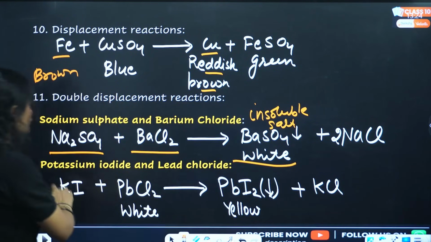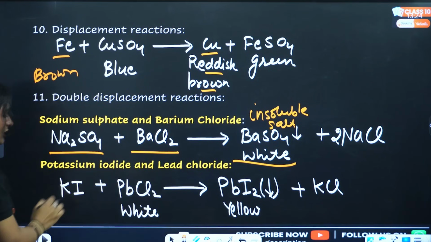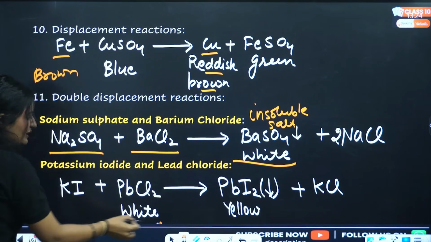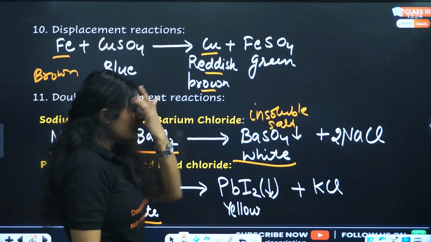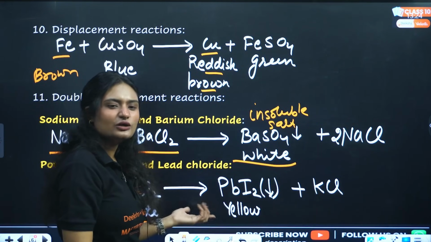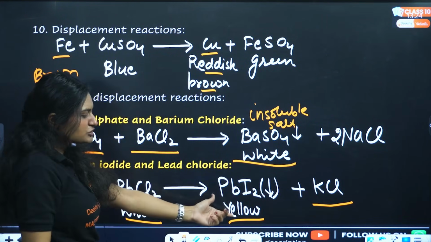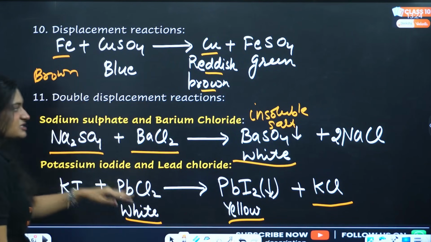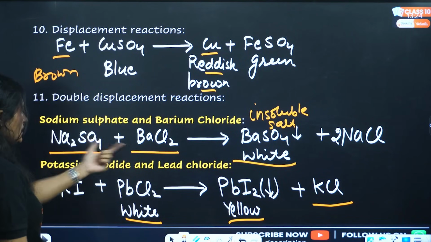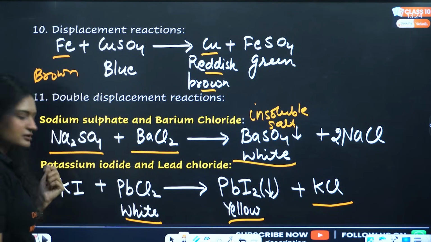Next is reaction of potassium iodide and lead chloride. Potassium iodide reacts with lead chloride, which is white in color, and we get lead iodide, which is yellow in color, and potassium chloride. Again, it is the insoluble salt, it is the precipitate. Now these reactions are double displacement reactions, right? There is exchange of ions between the reactants.